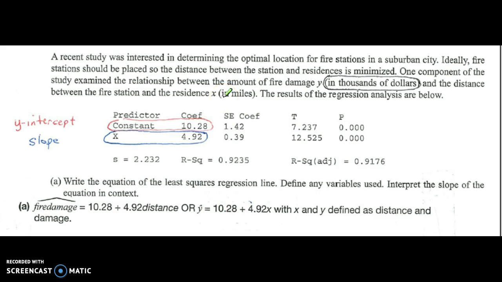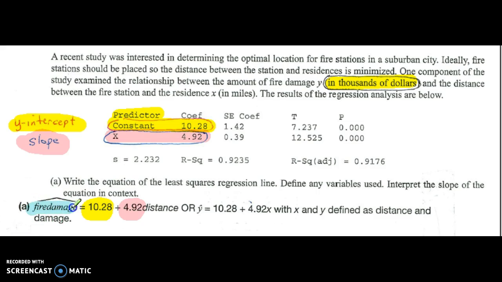On the free response question, we are asked to write a prediction equation. Notice in the problem it says that the fire damage is in thousands of dollars. So I look at my computer printout. My constant is 10.25. That is my y-intercept. So in my prediction equation, I have 10.25 as my y-intercept. My slope is 4.92. So I have 4.92.